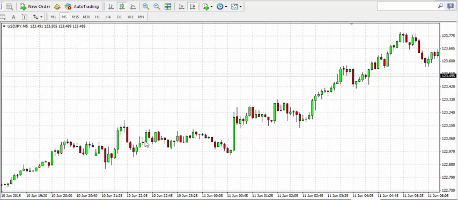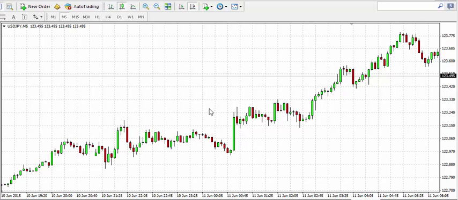A level of resistance is where the price increases, hits a certain point, and then begins to decrease. So here you have your price increasing, it hits this point, then begins to decrease. A level of support is where the price decreases, hits a certain point, and then begins to increase. So here you have your price decreasing, hits your level of support, and then begins to increase again.